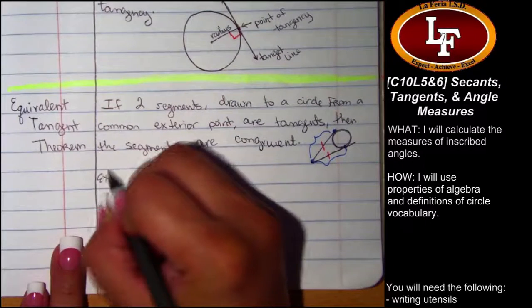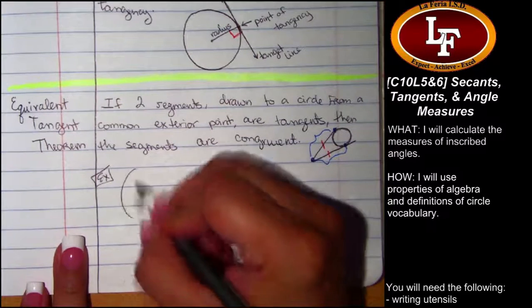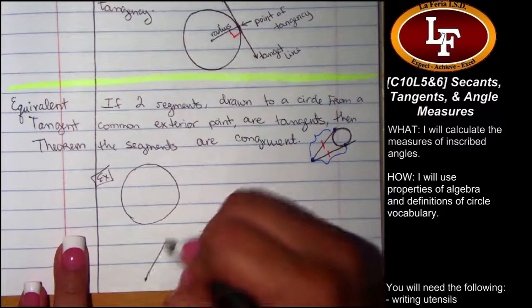Let's work an example so we can get a better view of what this looks like. Okay, so I'm going to draw the same sort of setup. I'm just going to make it a little larger. This kind of almost ends up looking like an ice cream cone.